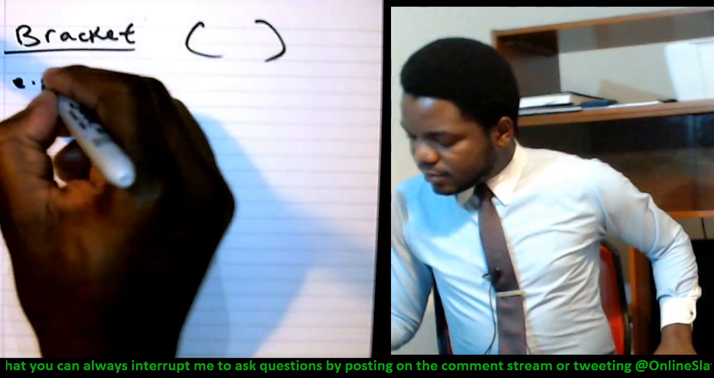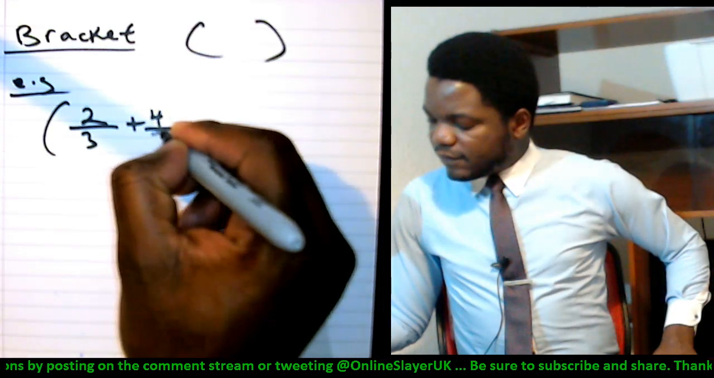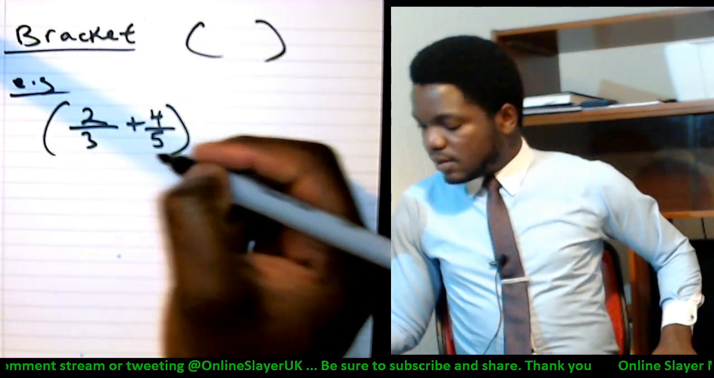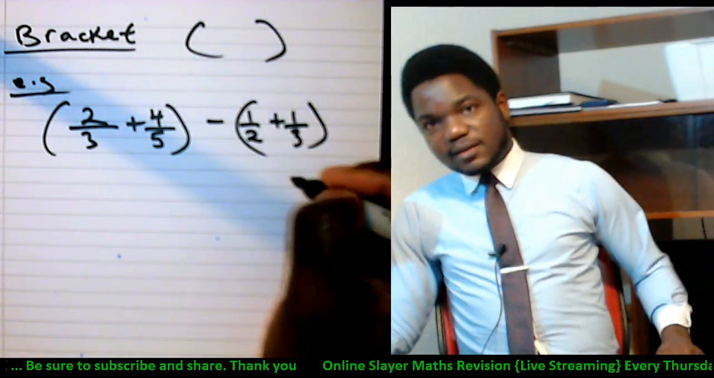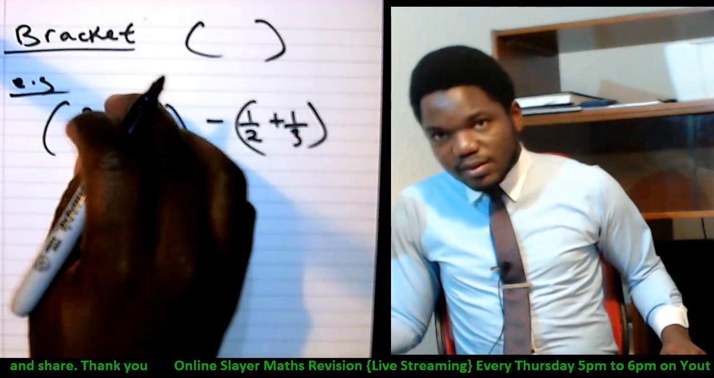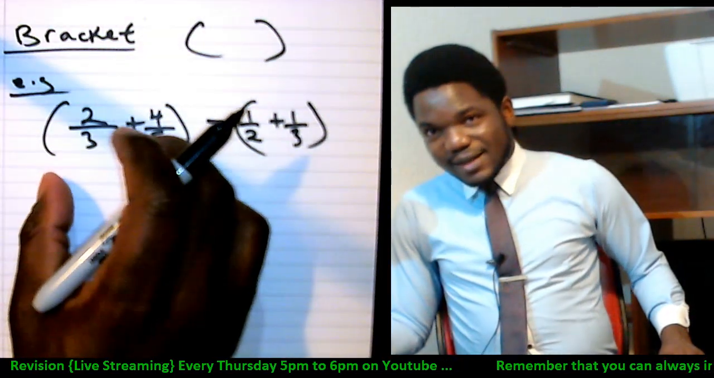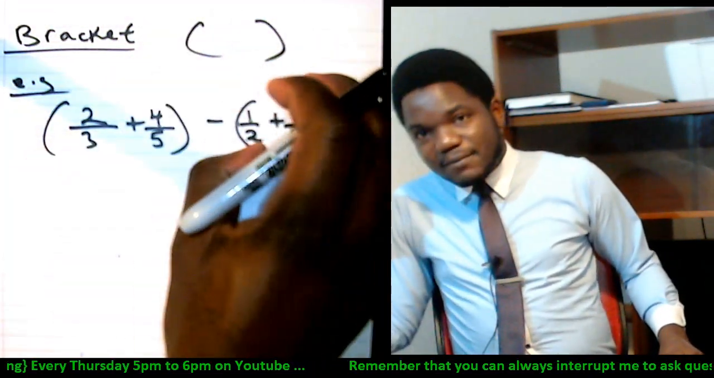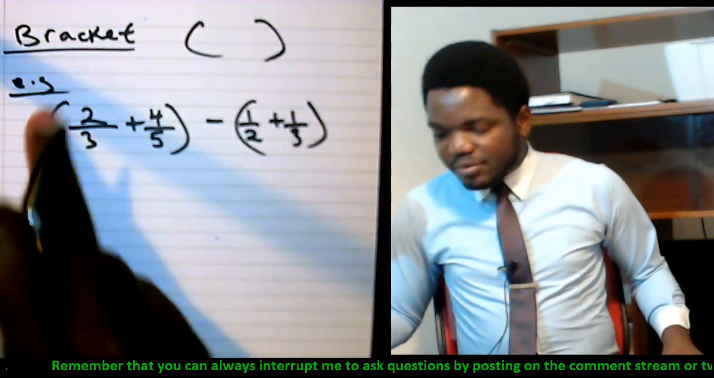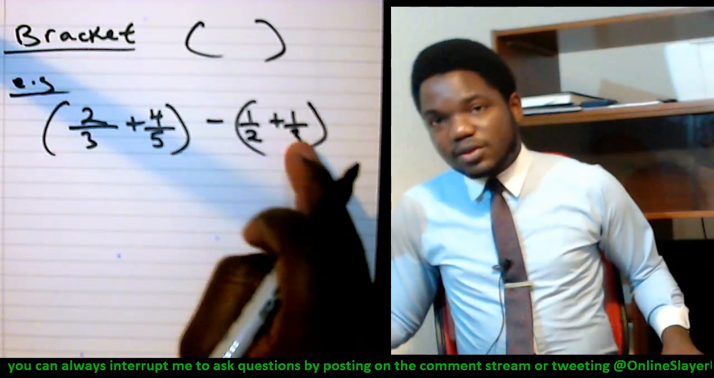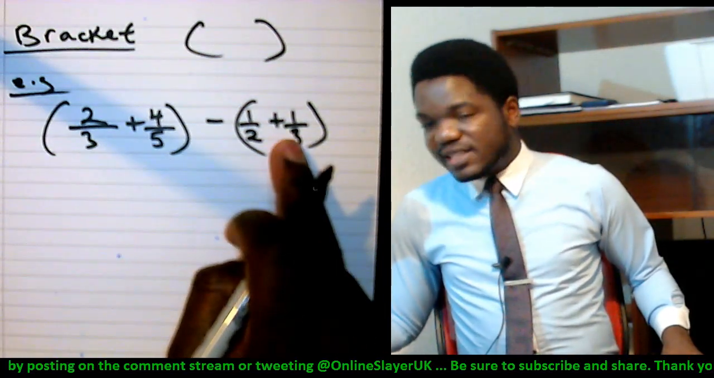For example, 2 over 3 plus 4 over 5 into bracket, minus 1 over 2 plus 1 over 3 into bracket. This means that this one minus that one. Okay? So you're going to solve the bracket. According to BODMAS, you solve the brackets before going to the extent of doing any subtraction. So the bracket here must be simplified first. And this bracket must also be simplified. What's the LCM of 3 and 5? 15. What's the LCM of 2 and 3? 6.